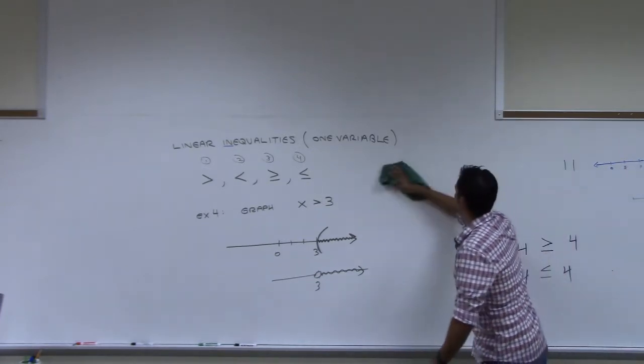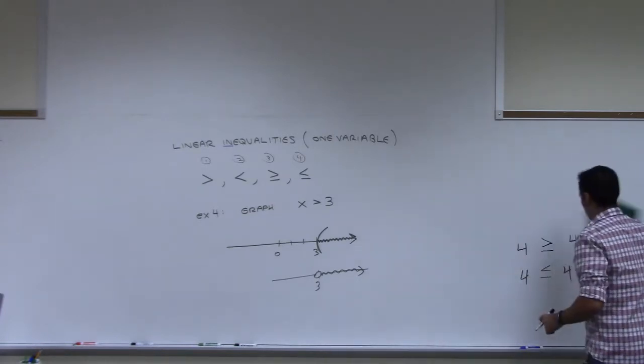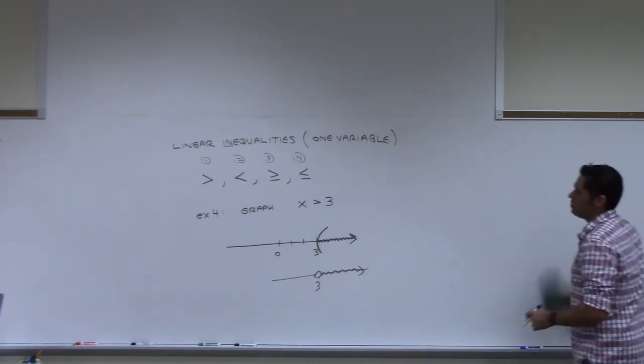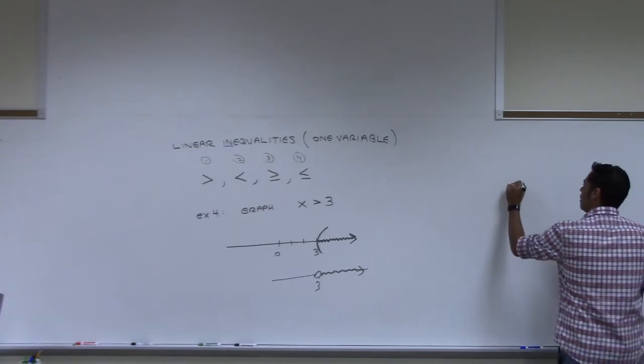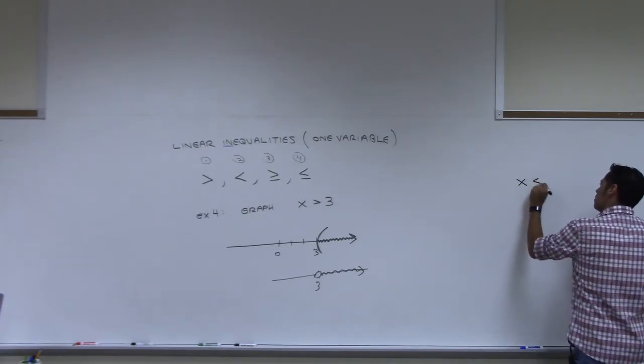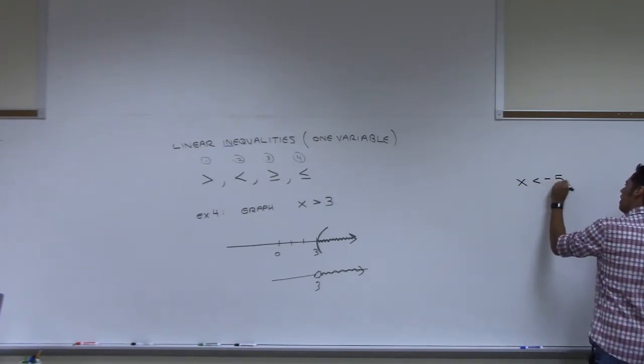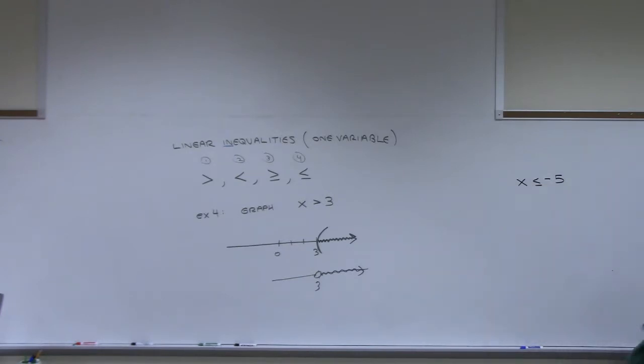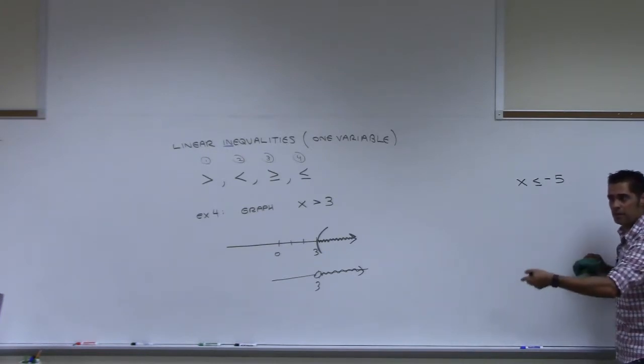Okay. Let's keep going with this example. Still example 4. How about this? How about x smaller than -5? Let's go less than or equal to. Any number that you can come up with that is less than -5. That means to the left of -5. So -6 would work, -7.